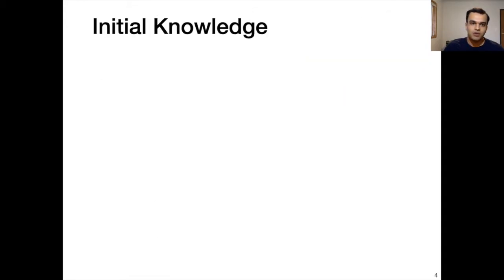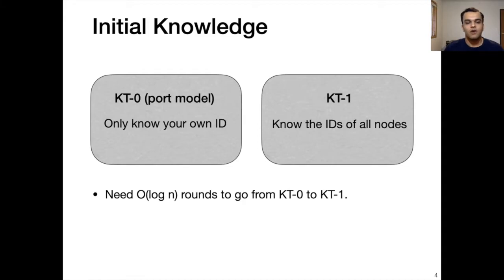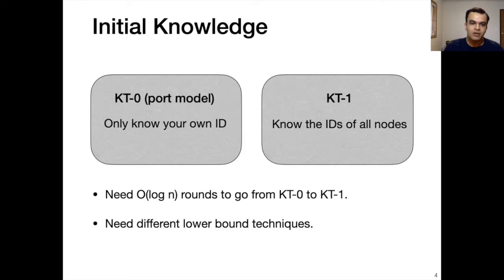Initial knowledge is an important aspect in the BCC1 model. There are two ways one can define it: the KT0 or the port model, where the nodes only know their own ID, and the KT1 model, where the nodes know the IDs of all of the other nodes. We need O of log n rounds to go from KT0 to KT1, where each node will broadcast its ID bit by bit to all of its neighbors. This distinction is not superficial. In fact, we need different lower bound techniques in both of these versions to show lower bounds for different problems.